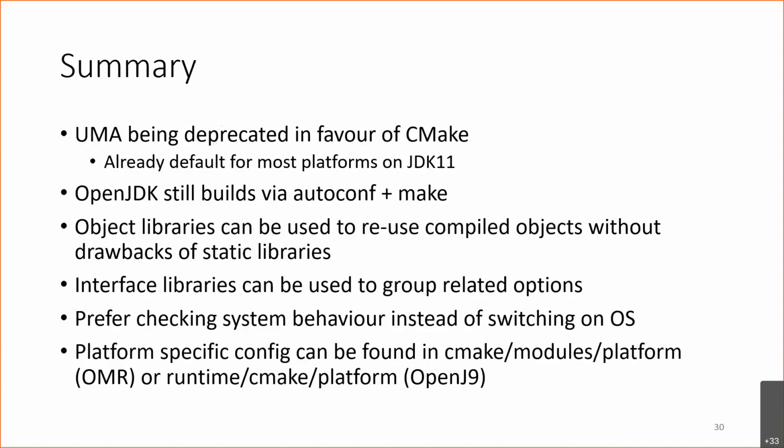In general, with doing things based on system behavior, you want to actually check the system behavior rather than switching based on OS. And if you're looking for our platform-specific compiler options, you can find those in the CMake module/platform for OMR or runtime/CMake/platform for OpenJ9.